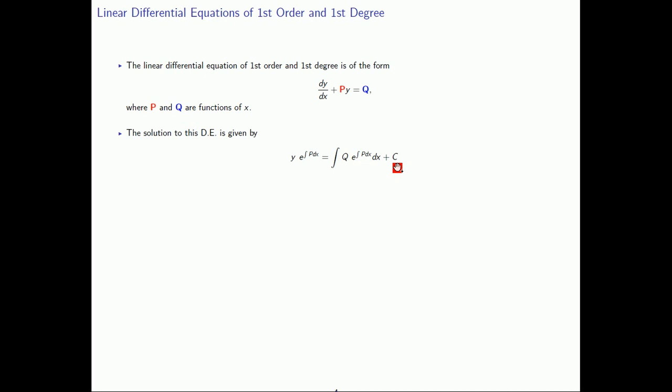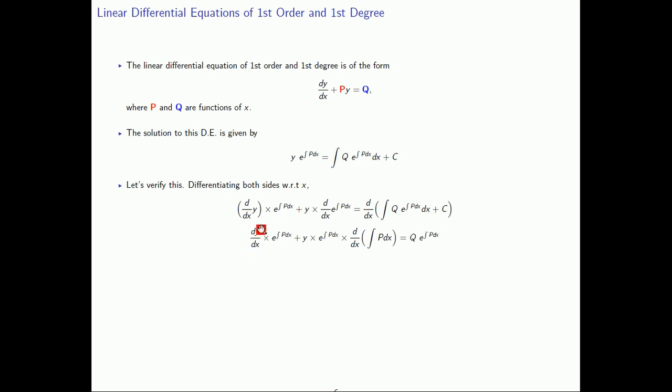Now let us verify this. First of all, let us differentiate both sides of this solution with respect to x. Now the LHS involves product of two functions. So we'll have to apply the product rule there. So it will be d by dx of y into e raised to integral p dx plus y into d by dx of e raised to integral p dx. So I applied the product rule there, equal to the derivative of the RHS, which is d by dx of integral q into e raised to integral p dx plus c.